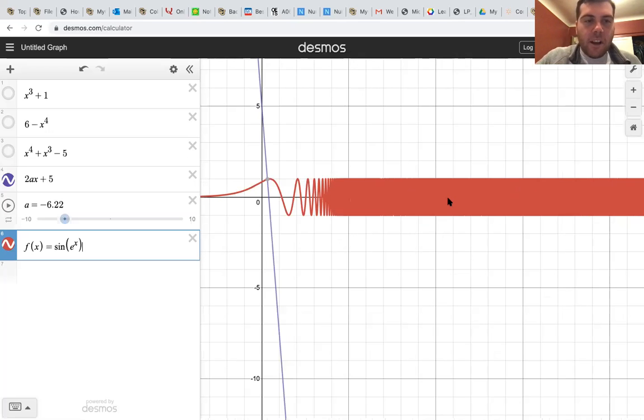So yeah, try out this software and use it to estimate graphical solutions. Okay, I hope this helped.